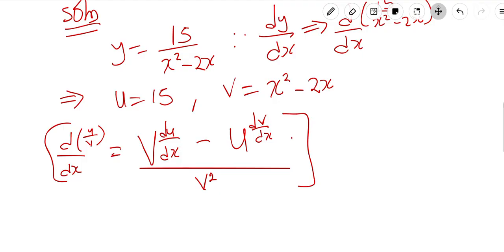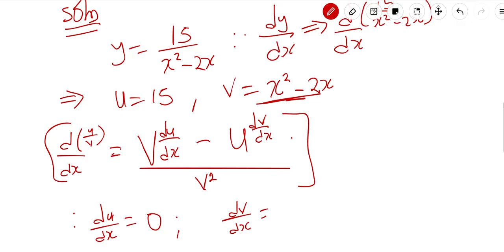That is, we need to differentiate u with respect to x, and we need to differentiate v with respect to x. So this gives us that our du over dx, when we differentiate 15, we have 0. Whenever you differentiate a constant, you have 0. And then dv over dx, that is, we should differentiate v with respect to x.